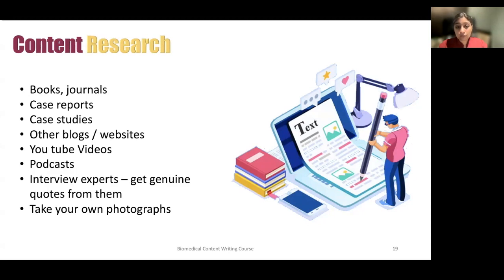And we can take our own photographs or take our own videos because we're not using somebody else's. We don't have to worry about copyright. We can use our own content.